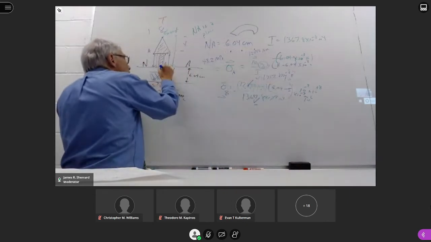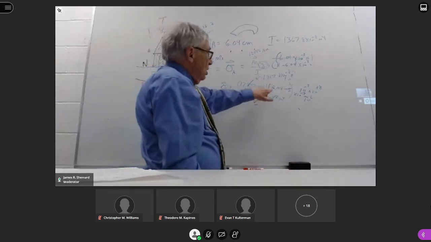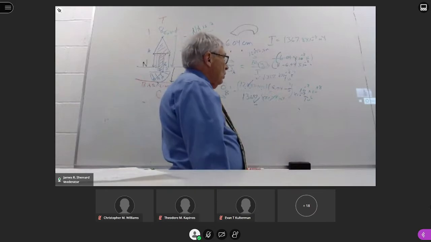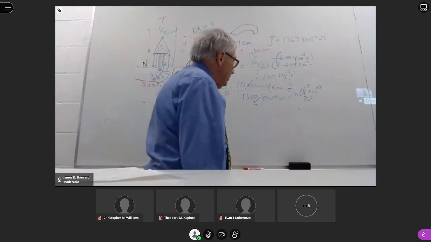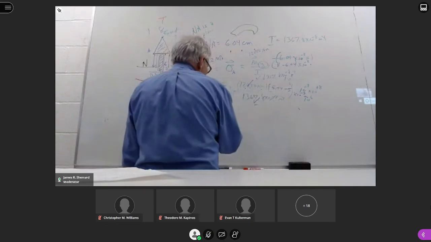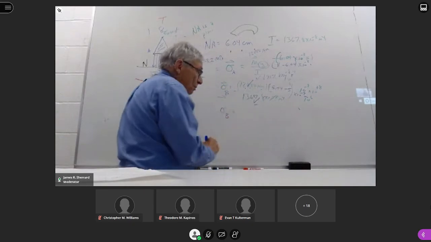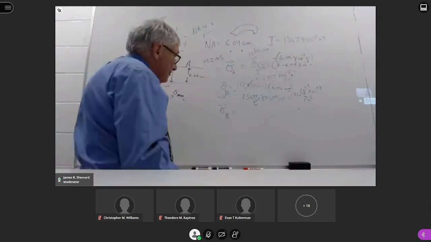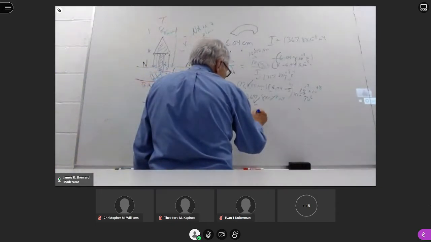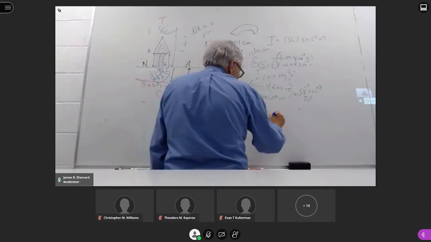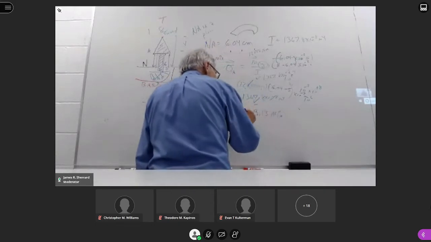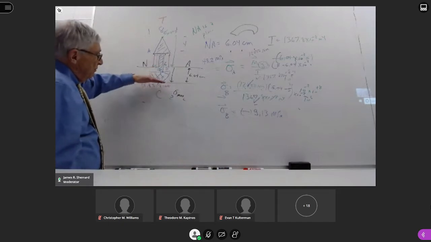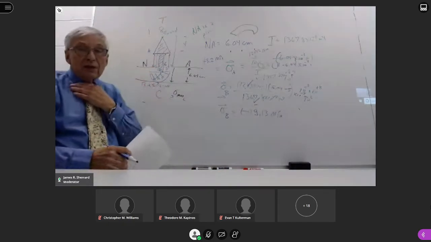So this distance is 1.04 centimeters, or 1.04 times 10 to the minus 2 meters. This stays the same. So my plane stress for point B was minus 9.13 megapascals. And again, it's a minus because point B is below the neutral axis. We know everything below the neutral axis is in compression.